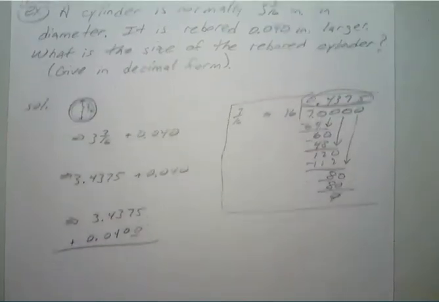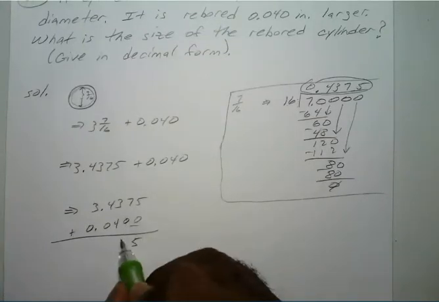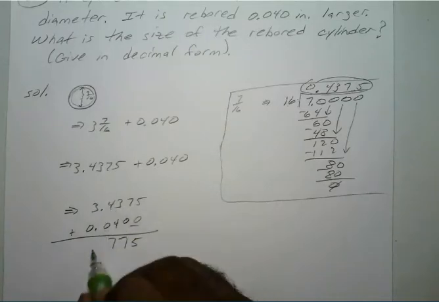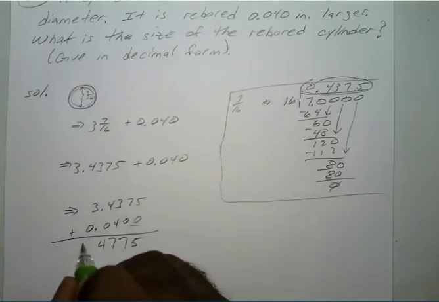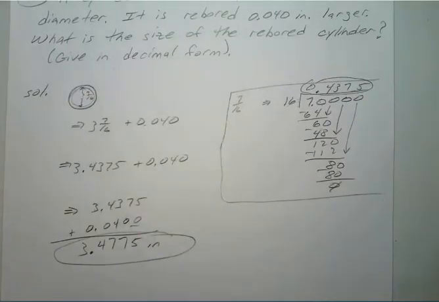So we're good there. Okay, so 5 plus 0 is 5. 7 plus 0 is 7. 4 plus 3 is 7. 4 plus 0 is 4. 3 plus 0 is 3. And when you're adding or subtracting your decimals, you just line them up and your answer is the decimal in the same spot. Okay, so the diameter after it's rebored is 3.4775, or 3 and 4,775 10,000ths of an inch.